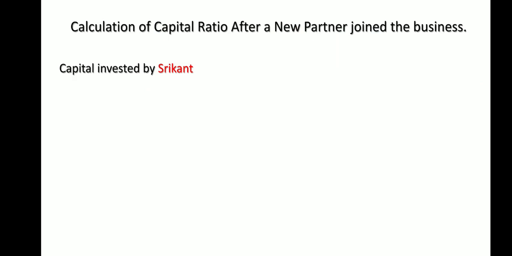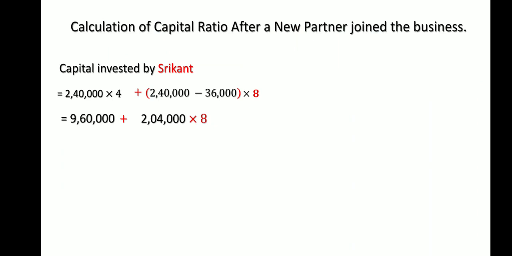So capital invested by Shrikant. First is 2,40,000 he invested into 4 months, because for the first 4 months his capital was 2,40,000, and everything changes after 4 months. Plus, what does he do? He withdraws 36,000, so his capital has reduced. And this is there in the business for how many months? 8 months. So I hope this calculation is understood. So we multiply 2,40,000 into 4, we get 9,60,000, plus we subtract 36,000 from 2,40,000, we get 2,04,000 into 8.